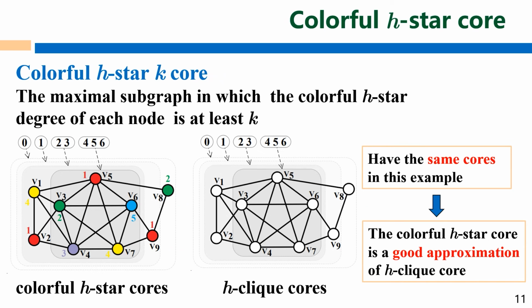We define the colorful edge star k-core as the maximum subgraph in which the colorful edge star degree of each node is at least k. We present various colorful edge star cores and edge clique cores of this toy graph. In this example, we can clearly see that these two kinds of cores are the same, which means that the colorful edge star core is a good approximation of the edge clique core. Therefore, our model can also be used in higher-order graph analysis applications.